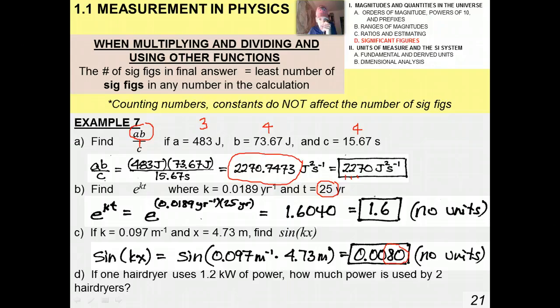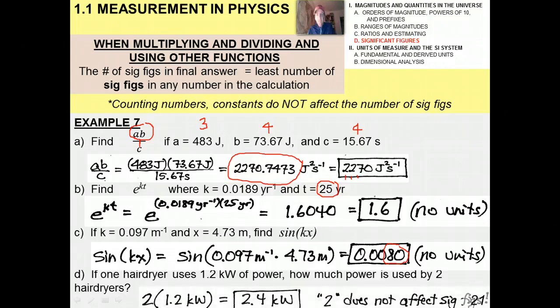And the last one about the hairdryer is an example of a counting number not affecting the significant figures. If one hairdryer uses 1.2 kilowatts, how much power is used by 2? Well, we can still have 2 significant figures in our answer. We're not limited by the counting number 2 hair dryers in this case. So it's 2.4 kilowatts.